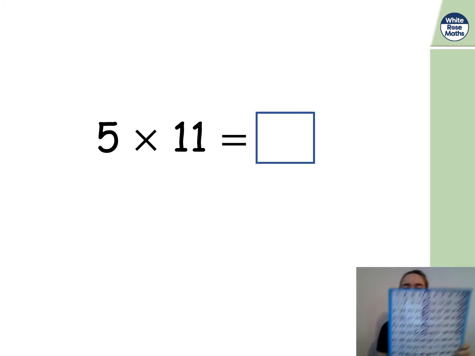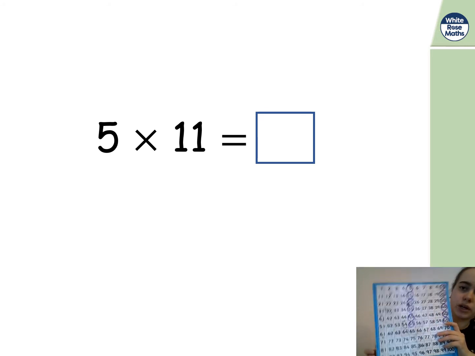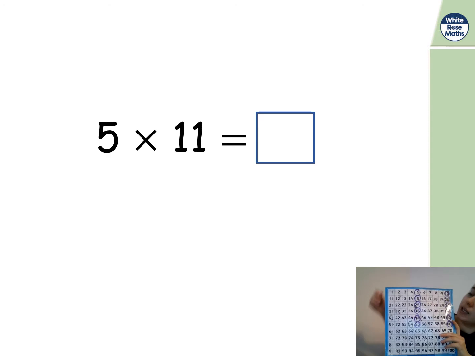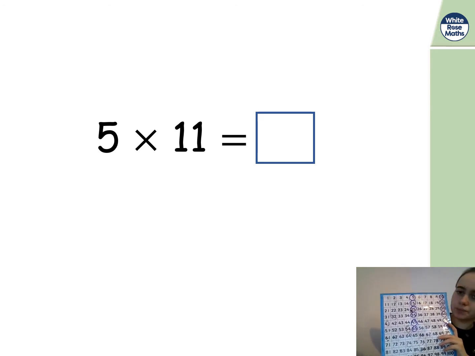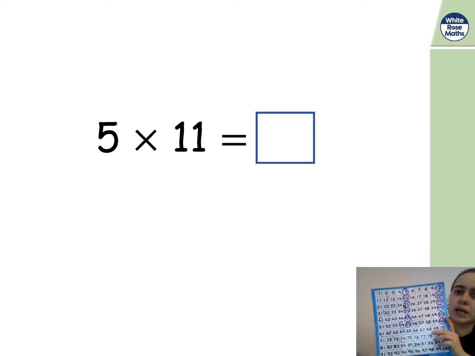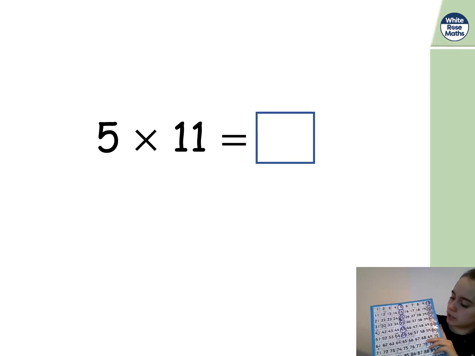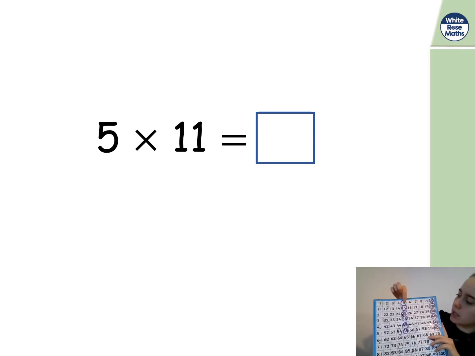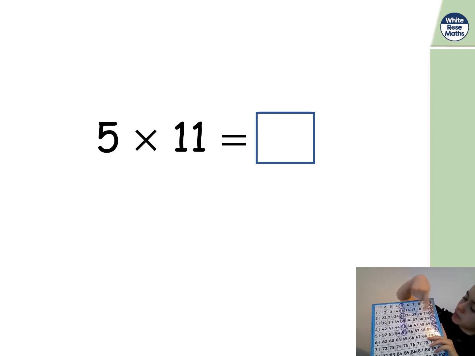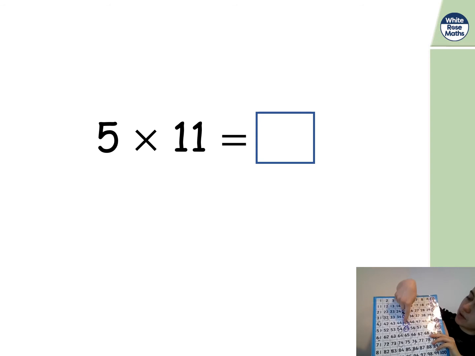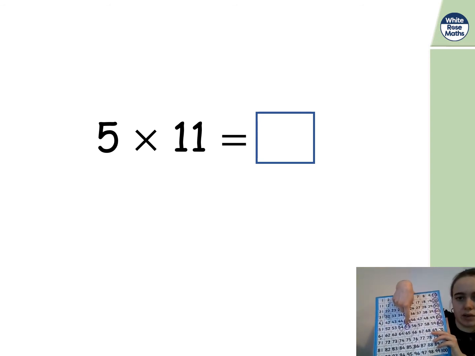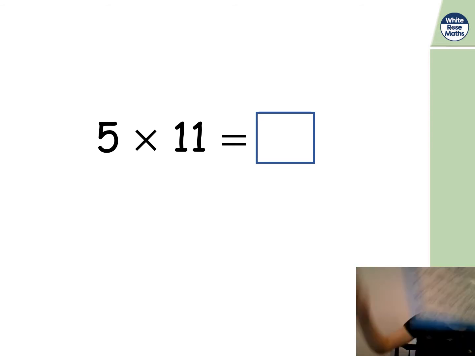Another way though that I could do that is on my 100 square I have circled the 5 times table. And I could count up the 5 times tables until I get to 11. So that's 1 times 5, 2 times 5, 3 times 5, 4 times 5, 5 times 5, 6 times 5, 7 times 5, 8 times 5, 9 times 5, 10 times 5, 11 times 5. And that gives me 55.